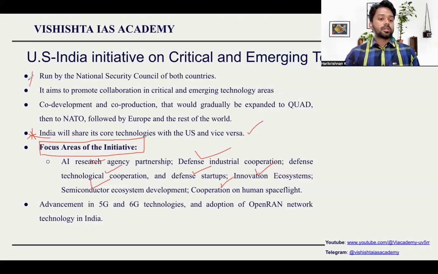Another very important point is, look at the importance they have given to this program. Both the countries have agreed that their National Security Council will directly oversee the implementation of this mission. So the aim of this mission is to collaborate in critical emerging technology, co-development and co-production. Both of us will co-develop, co-produce. So this at present is restricted to India and the US. If it works well, they will extend it to all the Quad countries. Four Quad countries are there, which include India, US, Australia and Japan.